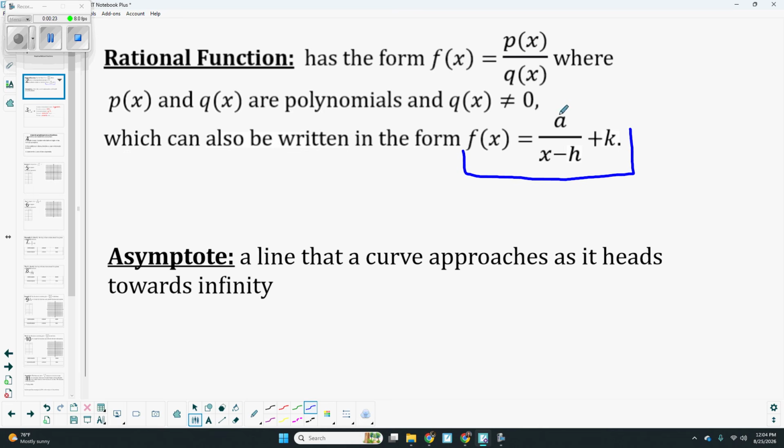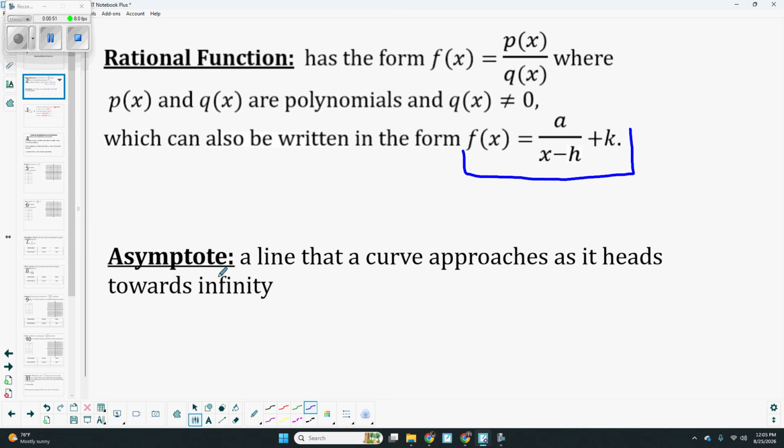So we're going to have a number over x plus or minus something, plus k. And you might notice that this looks very similar. It's the same letters that we use when we do any other graphing, which means we can look at this with transformations. It's just not the way I'm going to approach this lesson. But just know that this a value would be the stretch or the shrink, right? If it was negative, that would be a reflection. The h is how we're moving left and right, and the k is how we're moving up and down.